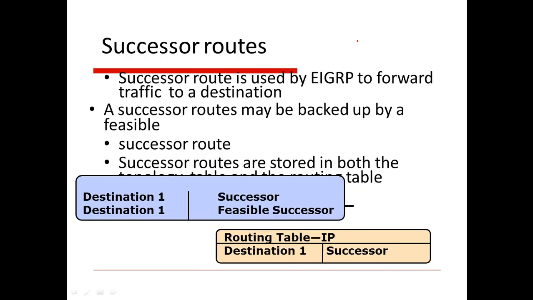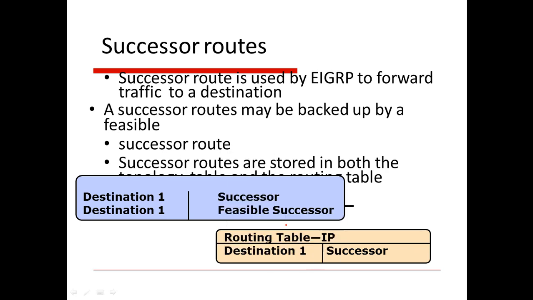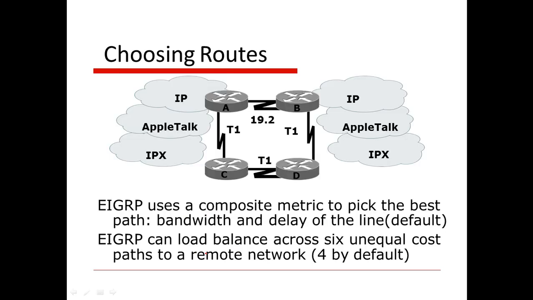So successor routes are those routes which are used by EIGRP to forward your packet or traffic to a destination, and this successor route may be backed up by a feasible successor route, and you can see that you can have both of these paths stored within your routing table. This information is stored in your topology table. You've already seen in the previous slide as well, and based on this topology table, your routing table gets updated every 90 seconds.